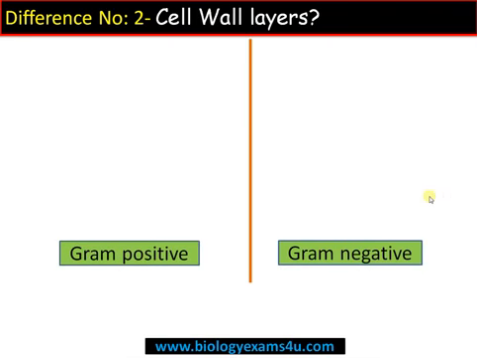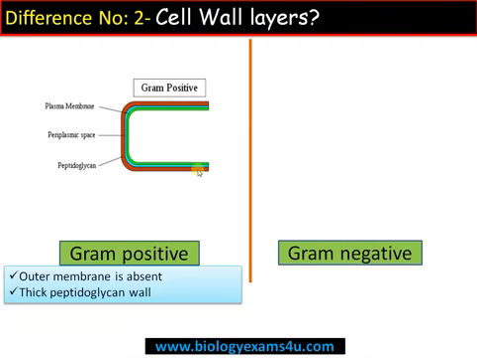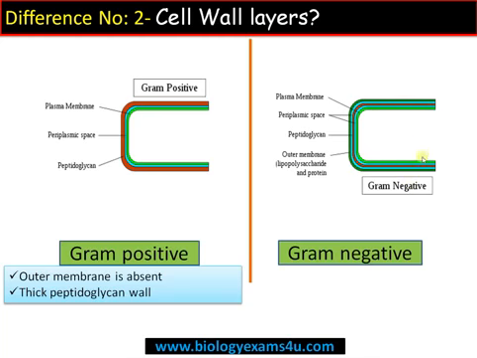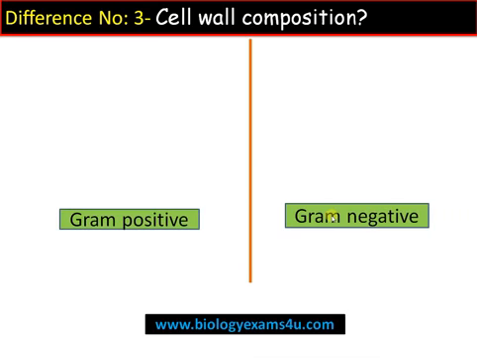Now difference number 2 regarding the cell wall layers. In the case of gram-positive bacteria, on the outside of the plasma membrane there is a thick peptidoglycan wall, whereas in the case of gram-negative bacteria, on the outside of the plasma membrane there is a thin peptidoglycan wall that is followed by an outer membrane which is made up of lipopolysaccharides and proteins.